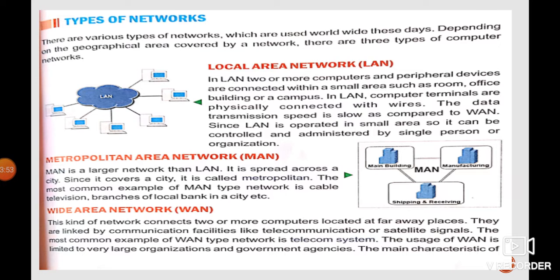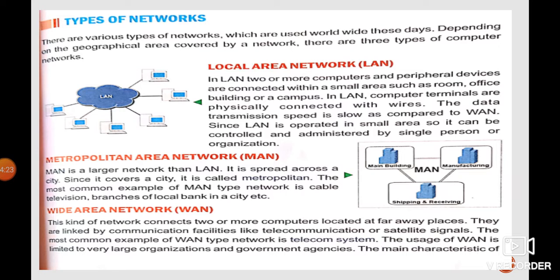MAN stands for Metropolitan Area Network. The difference between LAN and MAN is about the range. Means the range of MAN is broader than the range of LAN. Metropolitan area network spreads across a city. Okay, so it covers a city. The most common example of a MAN network is cable television, where cable is connected within a city. So it's a kind of MAN network.